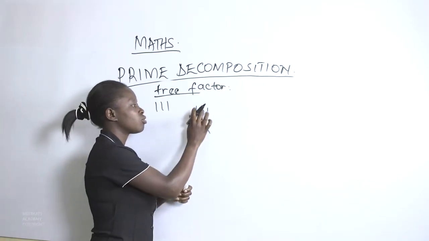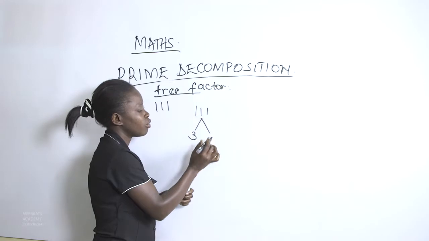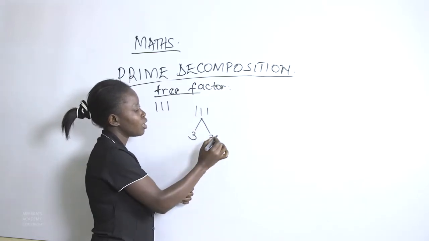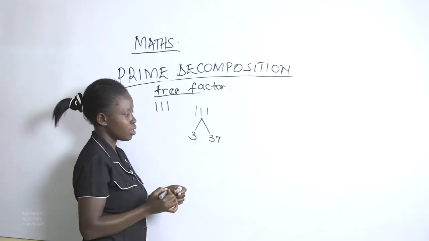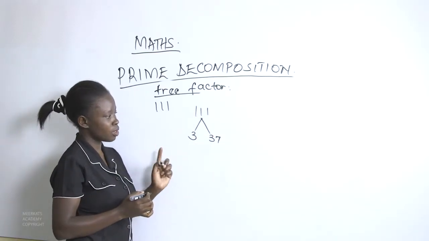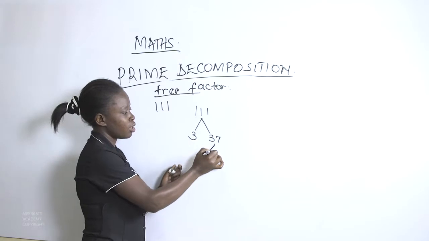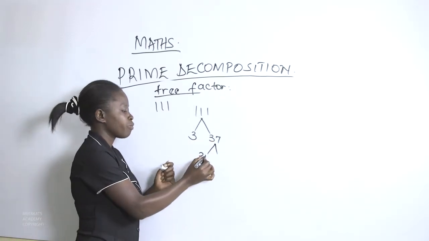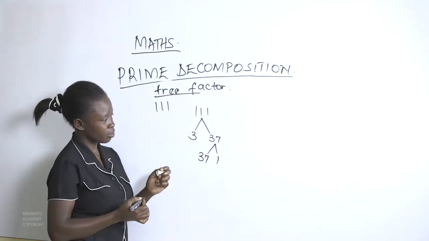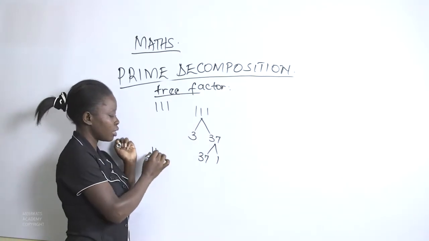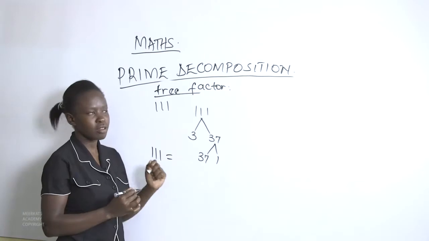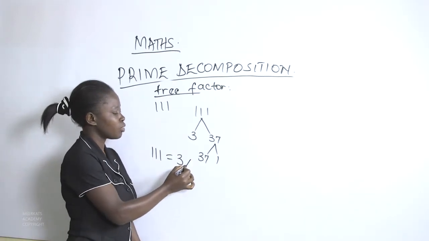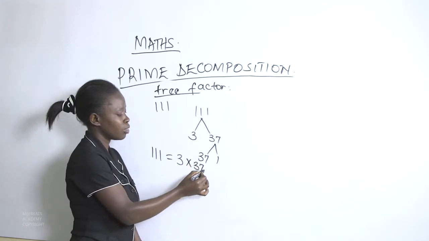So 3 into 111: into 11 we have 3, into 21 we have 7. So 3 into 111 is 37. The next prime number we have is 37, 37 into 37 once. So it means 111 expressed as a composite of its prime factors will be 3 times 37.